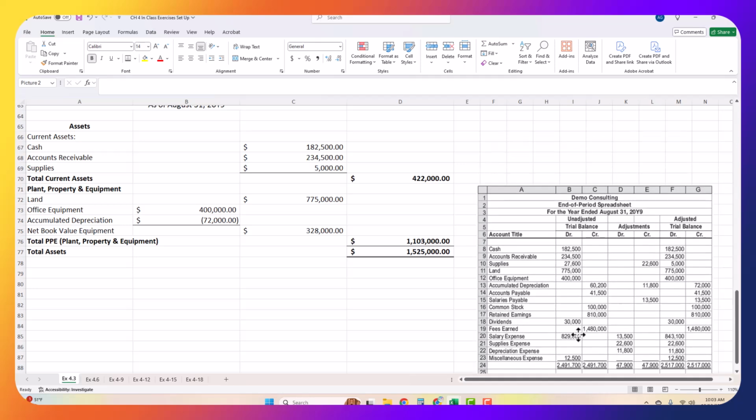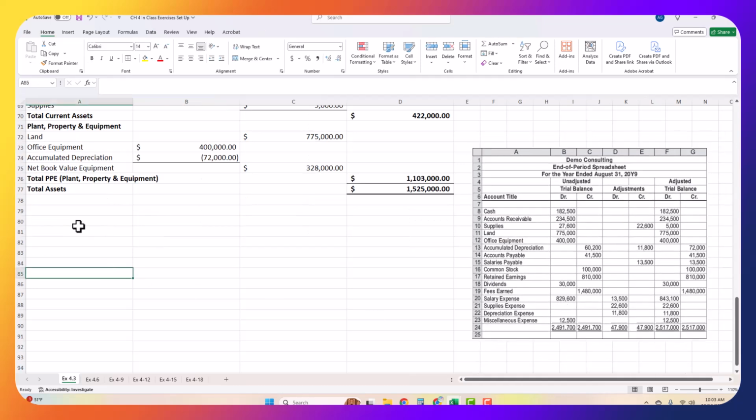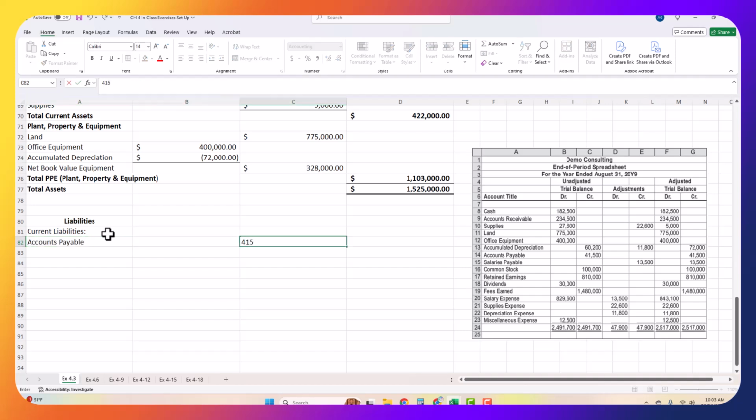I'm going to drag my little picture down so I can see these numbers. I don't have to keep referring up. And I'm going to move on to liabilities. Now remember I said it's in order, so it's telling me I have liabilities of accounts payable and salaries payable. So we're going to have, they're both current. There's no non-current liabilities. So we have accounts payable, which is 41,500. And I have salaries payable, which is 13,500.